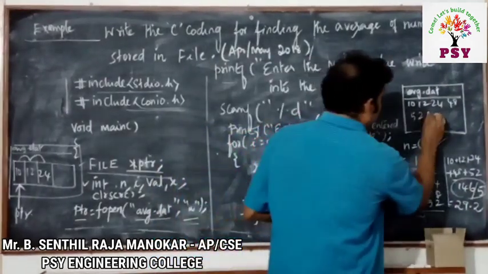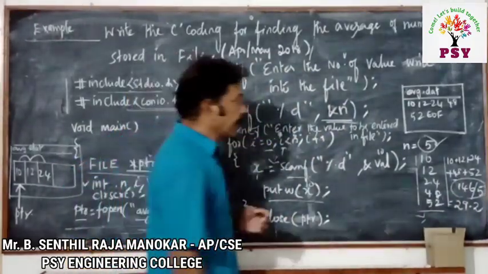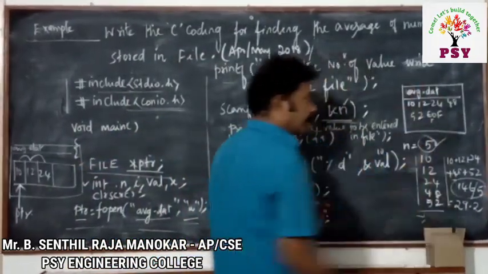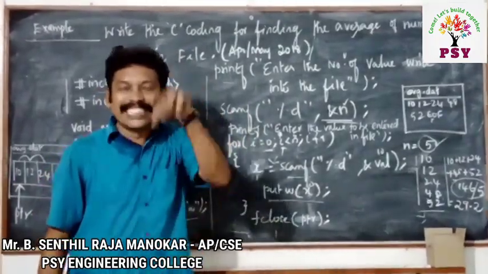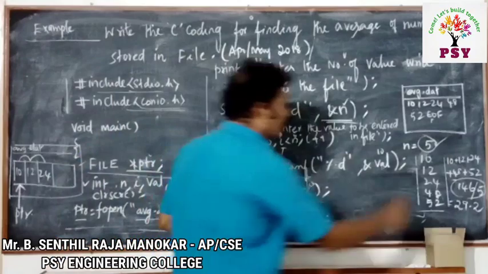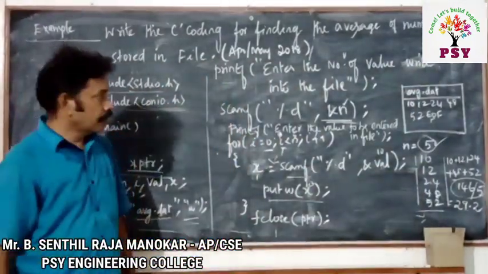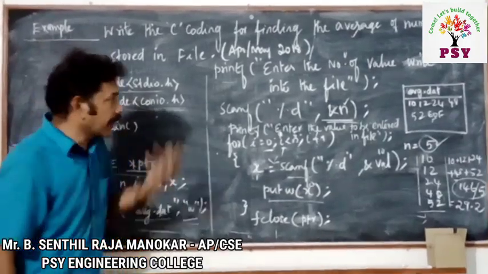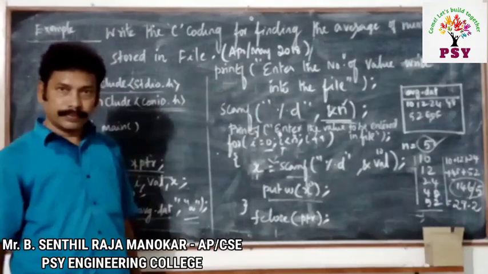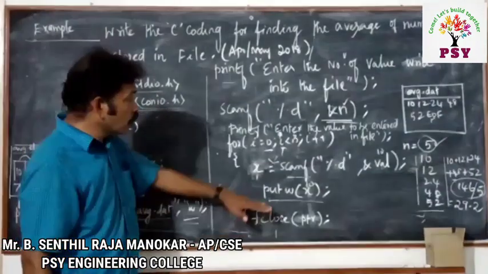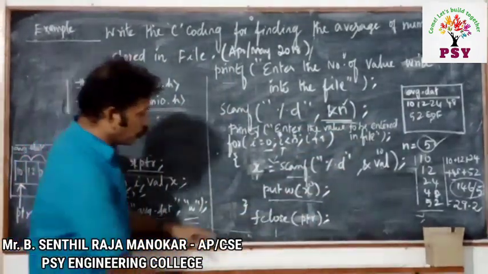Immediately here the end of file will be there. After writing all 5 values, the end of file will be there here. That is nothing but Control D or Control Z. We have to press it, and automatically this end of file is going to be stored. That is the identification mark for the ending of the file. So once you have done entering the values into the file, we have to close the file.